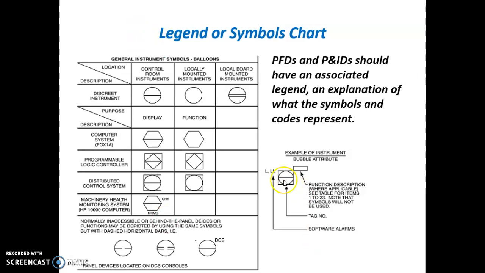P&IDs will not only show the instruments and the loops, but any instrument that will be in the field, and we're going to go into detail about what each of these means. All of these drawings collectively help you understand and troubleshoot all the different problems that you can have with the process flow in the whole unit and the process.